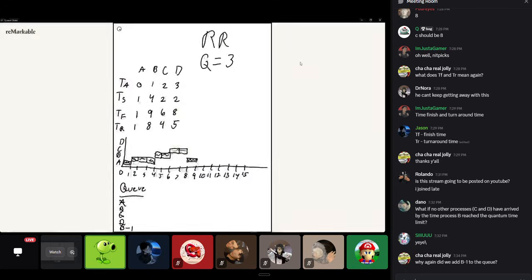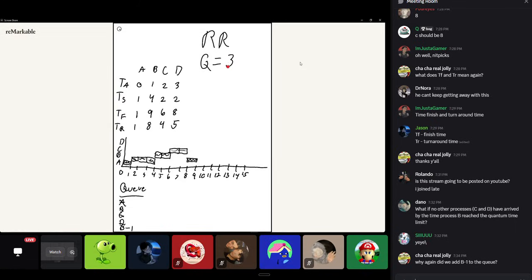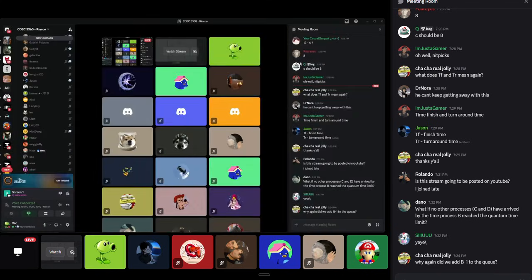Why did we add B minus 1 to the queue? We added B minus 1 because if you look here, its service time is 4, but our quantum time only allows us to do 3 at a time. So we do 4 minus 3, and we allocate the 3 here, and we have 1 left. So because we did our 3, we have to move B to the back of the queue with only 1 left. And then we can continue with C and D.